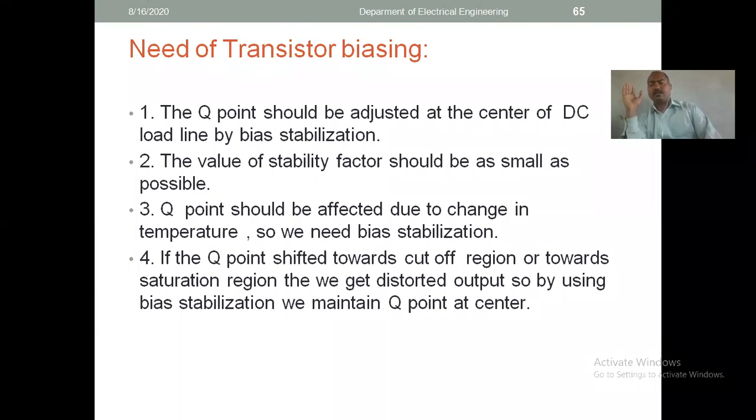The Q point indicates the operating point at the center of the load line for the application of an amplifier. If the Q point varies, it shows that the operation of the device is changing. That's why there should not be any change in the Q point with respect to operation. That's why we need transistor biasing. Did you get transistor biasing? Why we need it.